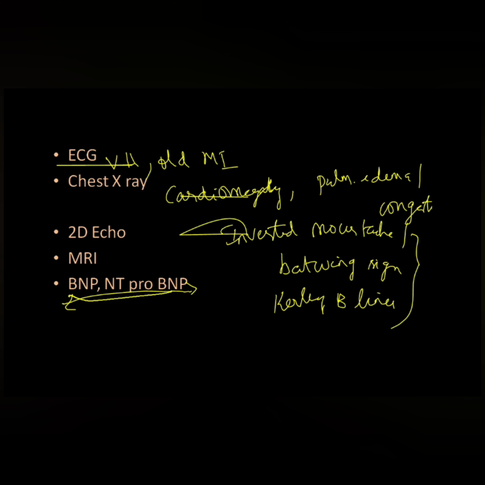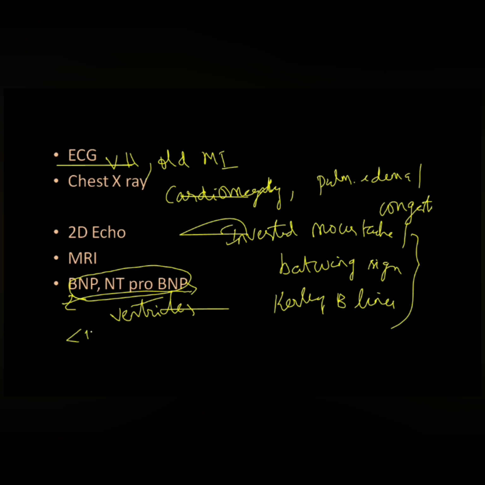These are released mainly by your ventricles. So your brain natriuretic peptide is mainly released by your ventricles. Therefore, whenever there is ventricular failure, it is going to be increased. So this BNP level will tell you whether the person has heart failure or not.